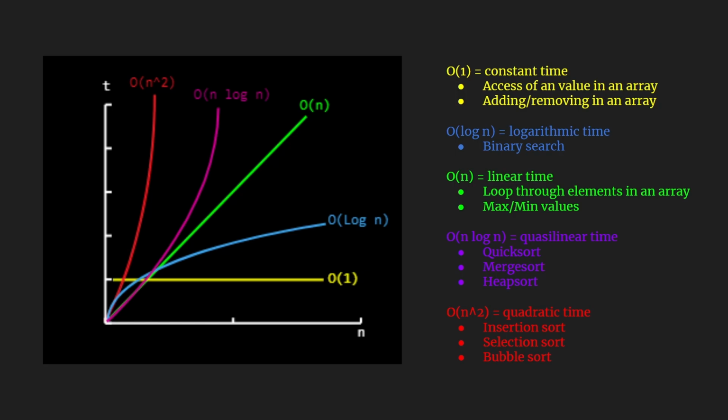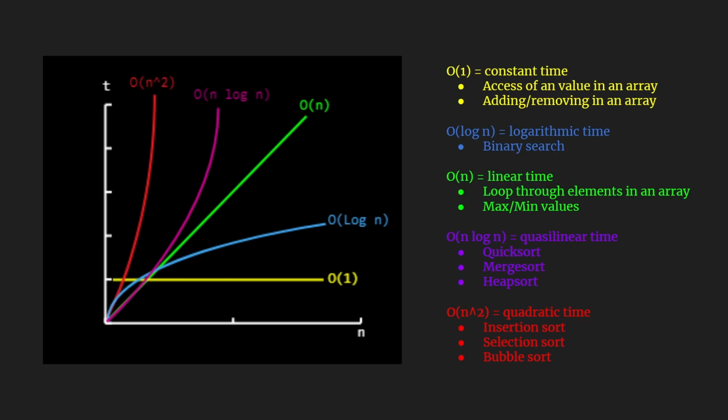Next, we also have O of n squared, which is then called quadratic time. These can be things such as insertion sort, selection sort, and bubble sort. If we just compare O of n and O of n squared, let's say we are working with a data set of 1,000, so n is 1,000. If we have an algorithm with O of n, this will take us only 1,000 steps. But if we're working with an algorithm of n squared, it will take us 1,000,000 steps.